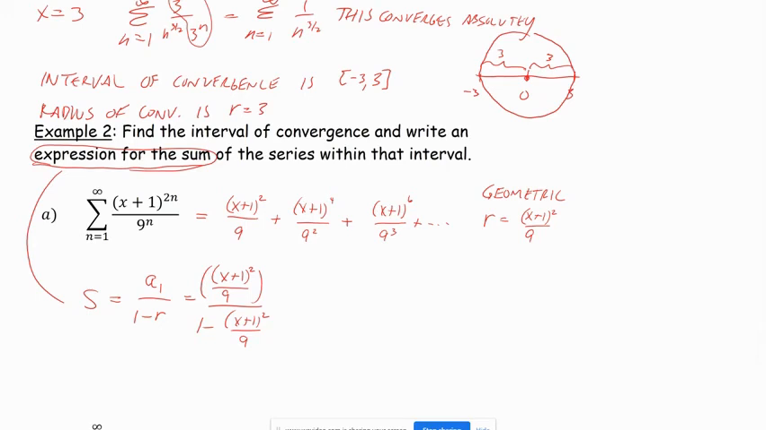Now, this is a complex fraction, so you can simplify it by multiplying both the top and the bottom by 9, because that's our denominator. And so that becomes (x+1)² over 9 minus (x+1)². And that is the expression for our sum.